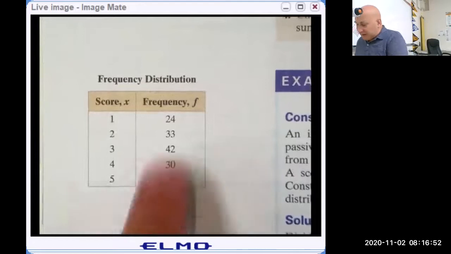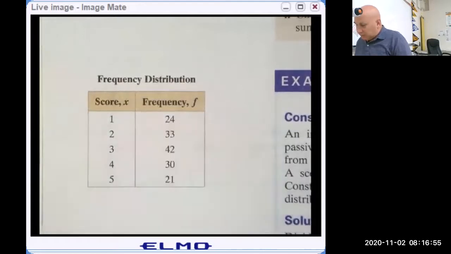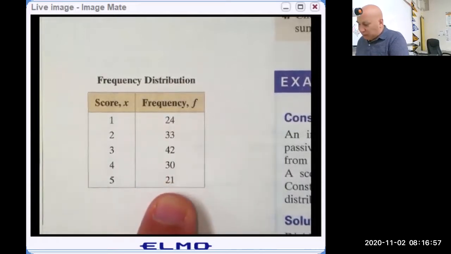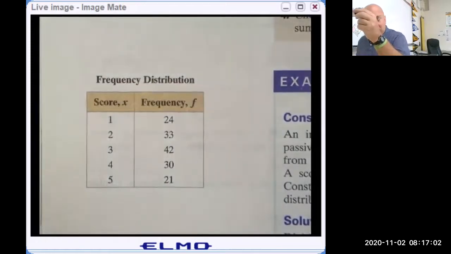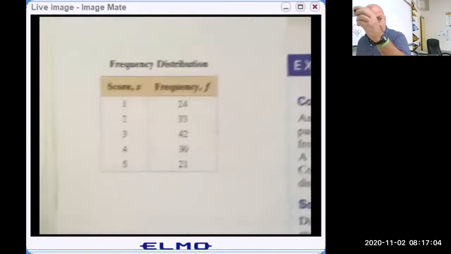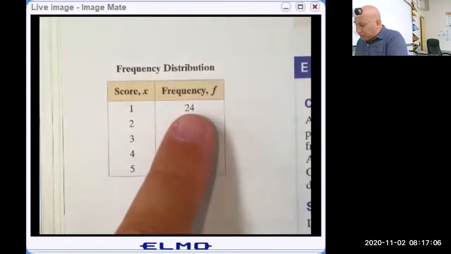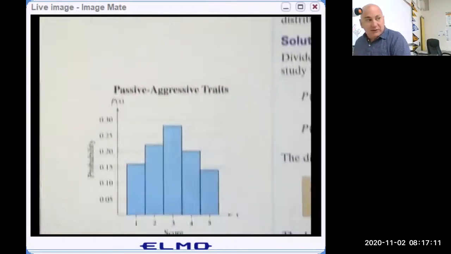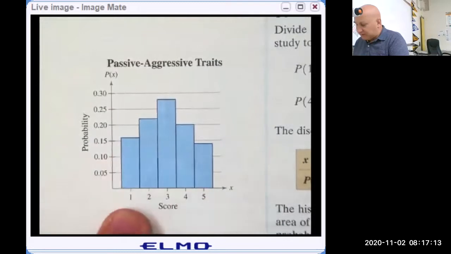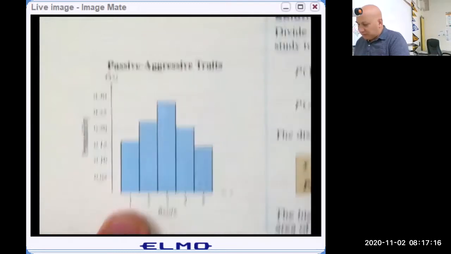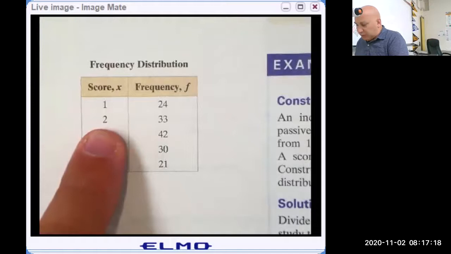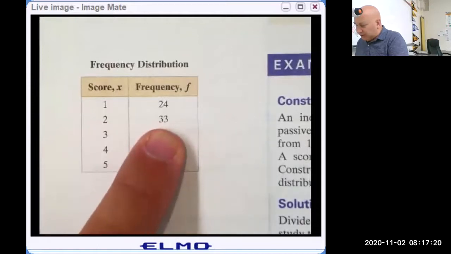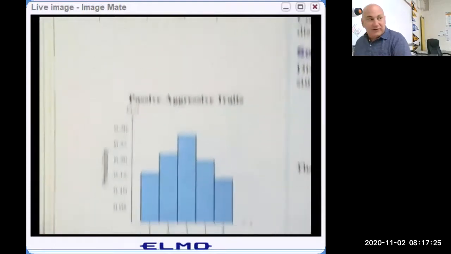So here are some counts, and there are 150 total scores on this test that's shown on page 192. So 24 out of 150 is 16%. So a score of 2 on this test, there were 33. 33 out of 150 is 22%.